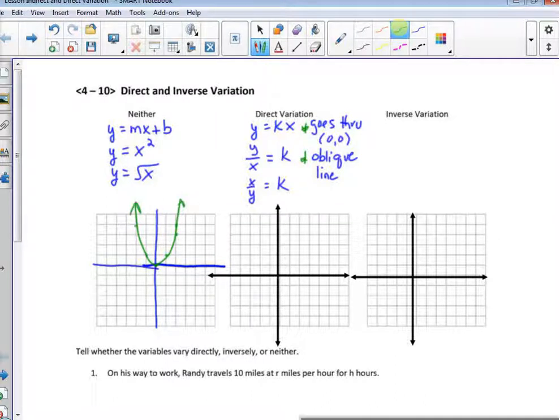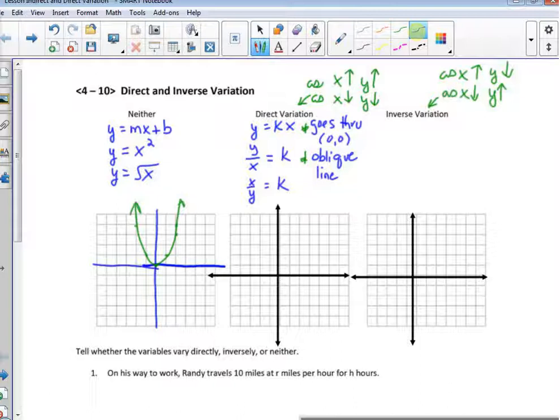Now inverse variation is basically as one variable increases, the other decreases. In direct variation, as one variable increases, the other one increases, or if they both decrease, then that's direct variation. So for direct variation, as x increases, y increases, or as x decreases, y decreases. In inverse variation, as x increases, y decreases, or as x decreases, y increases.